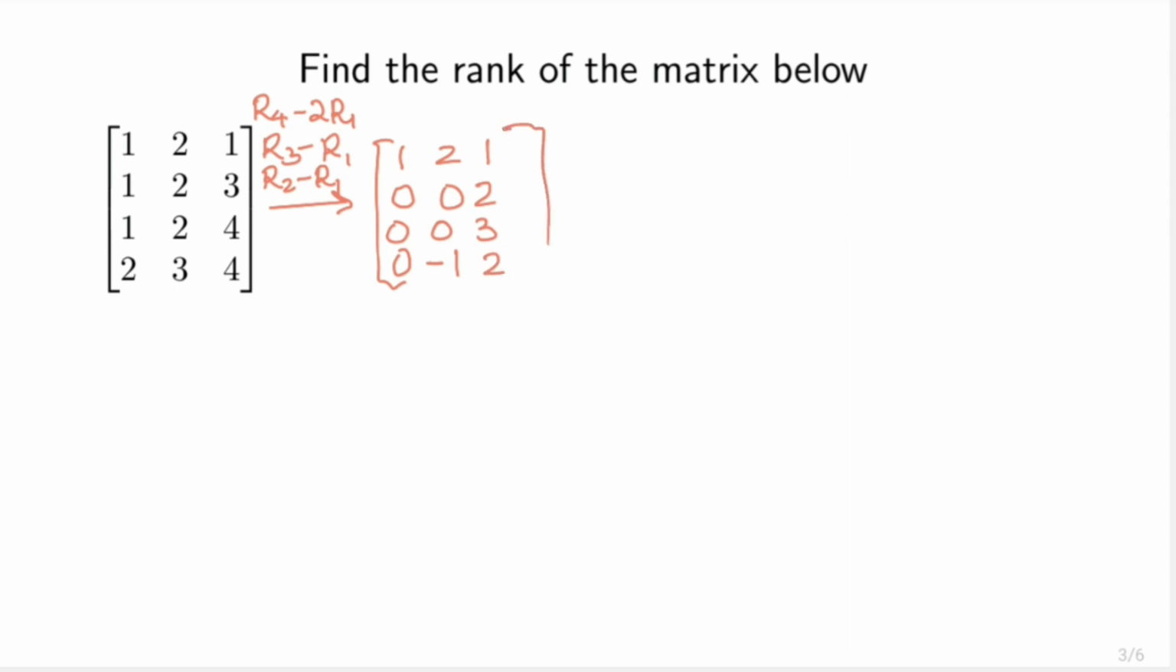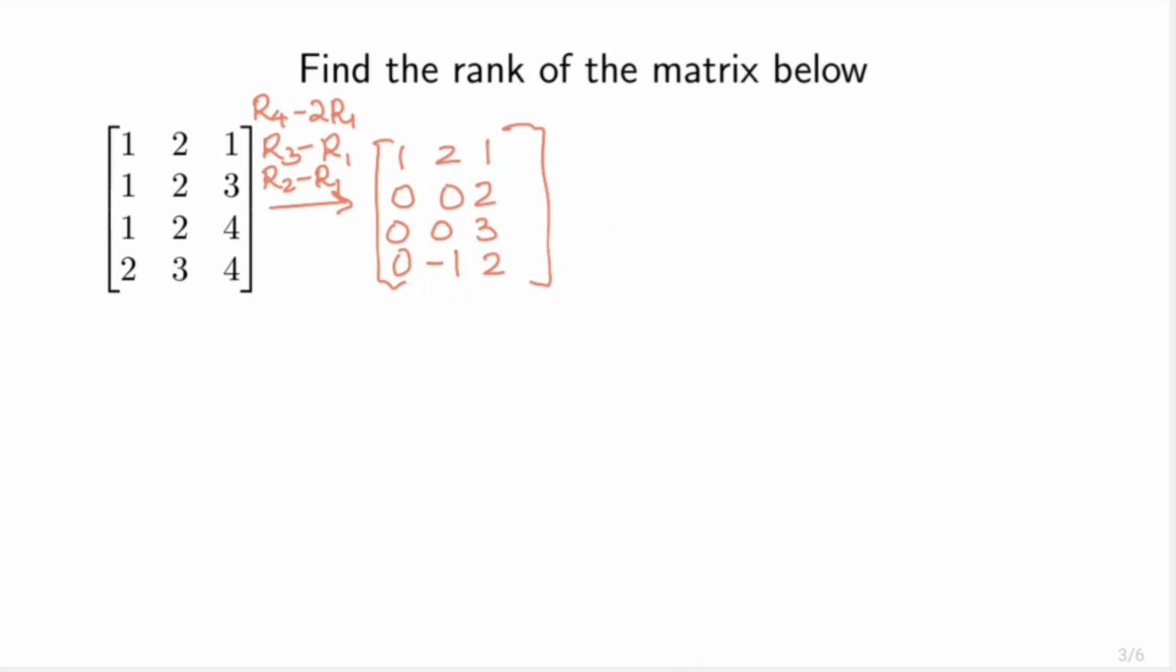All right. So what do we do next? Well, we want a leading one in the second column. So we have a leading one in the first column. We would have liked this position especially to have a leading one, but it doesn't. But then we notice that this one does. So we can swap these two rows. So let's go ahead and do that.